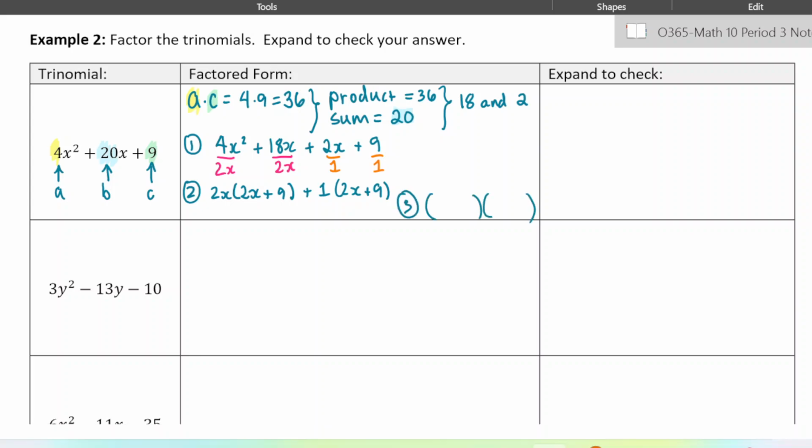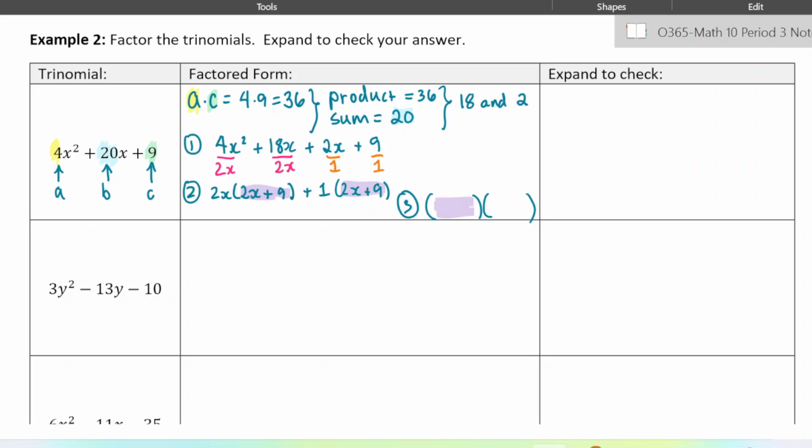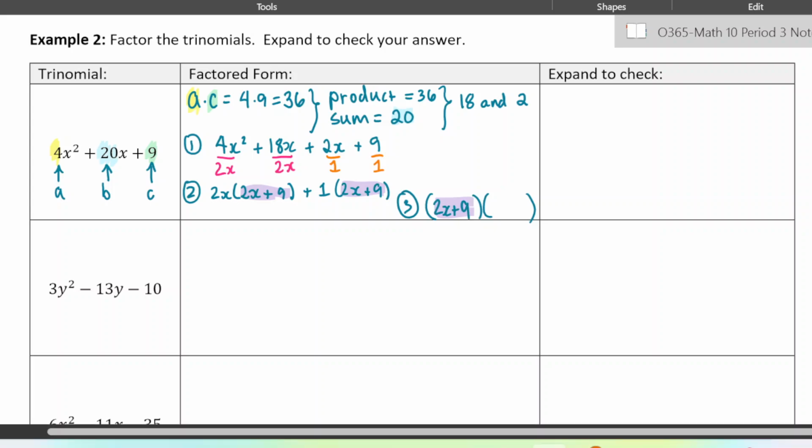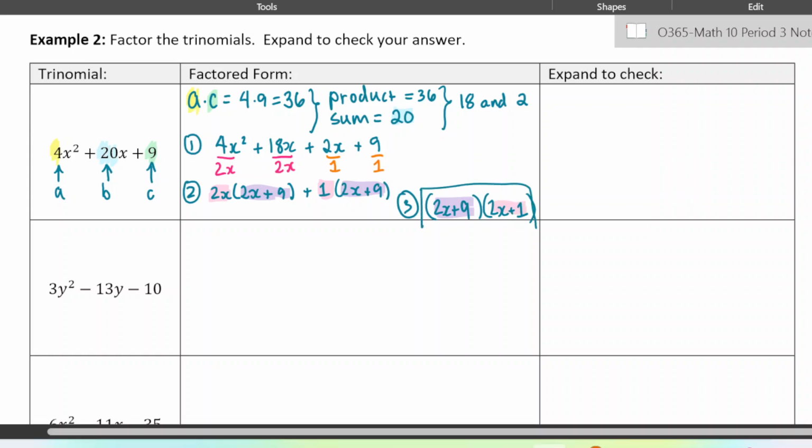My two factors happen to be, so notice that what we have in the brackets here are identical, 2x plus 9. That's going to be one of our factors. The other factor is what we have in front of those brackets, so 2x plus 1. And there we go, we factored our polynomial. That is our final answer.